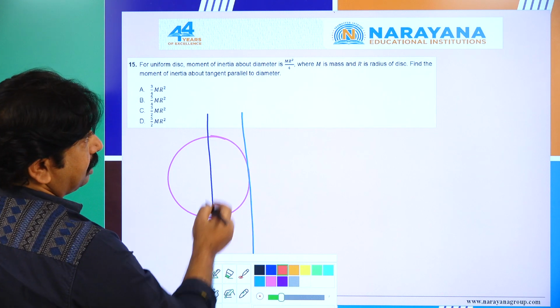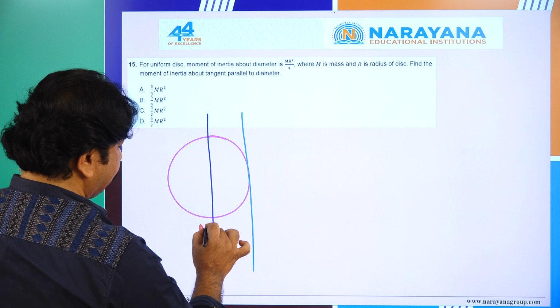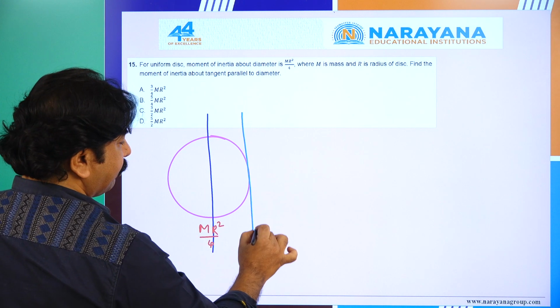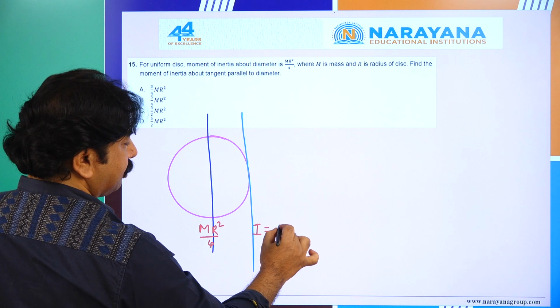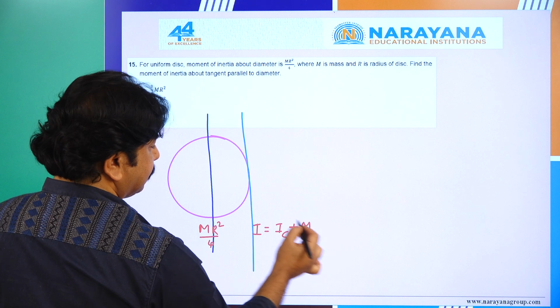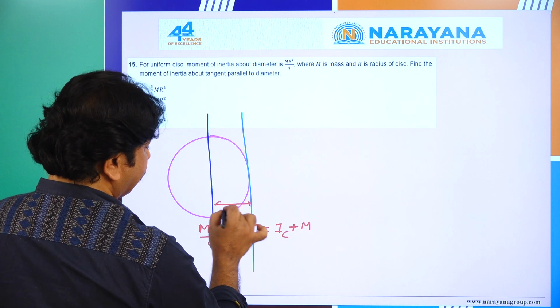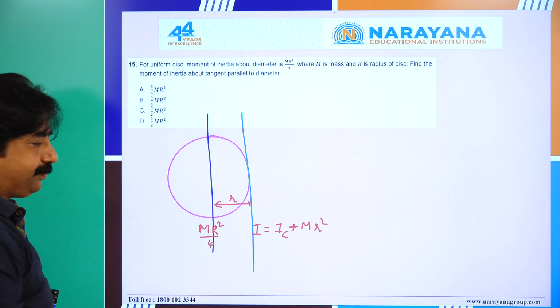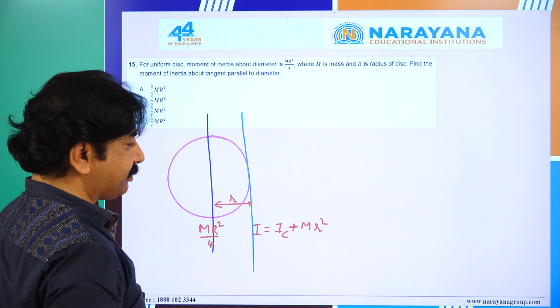About the diameter, already they are given. This is equal to mr square by 4. Now I want of this one only. This is equal to, always, this is the formula: I is equal to total mass into the perpendicular separation between them, as per the parallel axis theorem. I is equal to mr square.